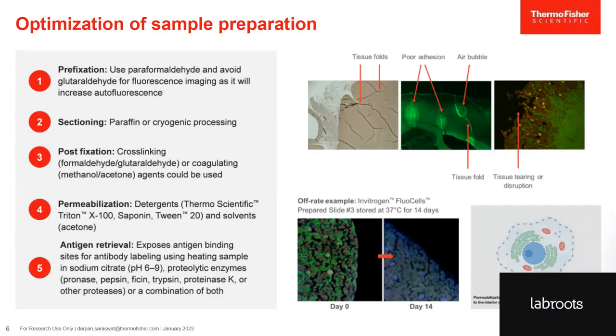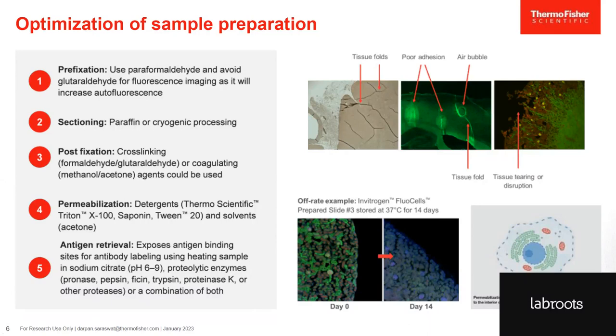The fourth and very important step is permeabilization. It's required if the antibody needs to go inside of the cells to detect the target antigen, for example intracellular proteins and cytoplasmic epitopes of transmembrane proteins. You can use permeabilization detergents like Triton X-100, saponin, or Tween 20, or you can use solvents like acetone for permeabilization.